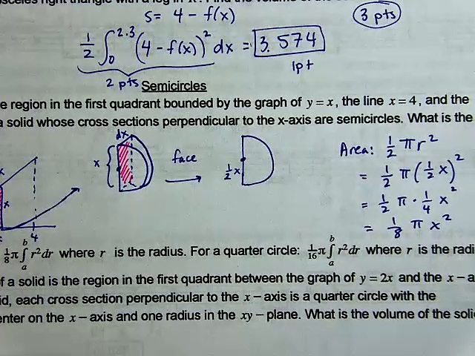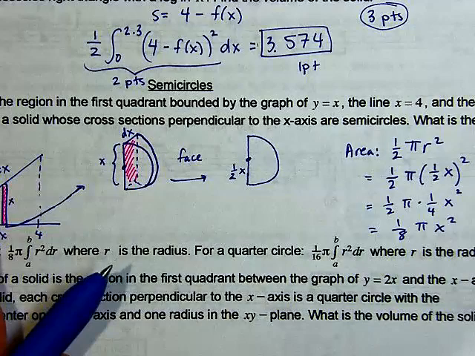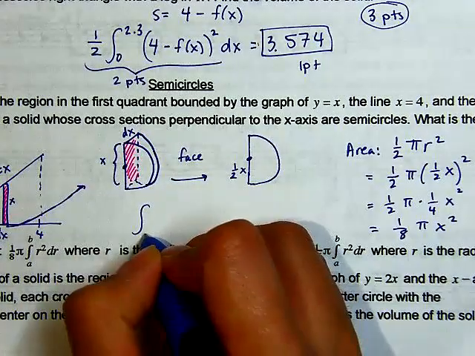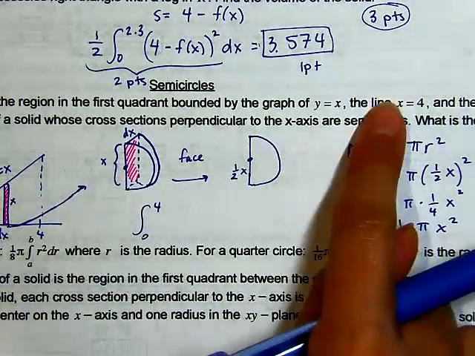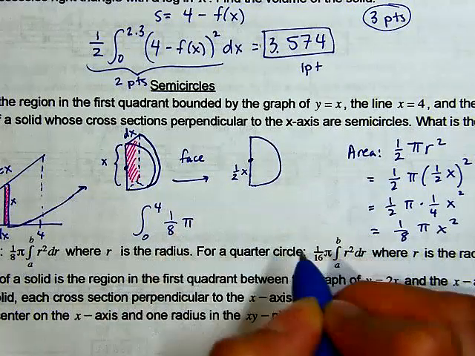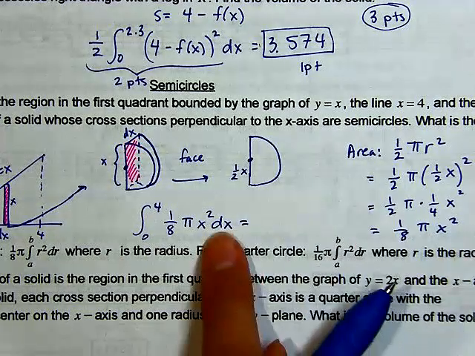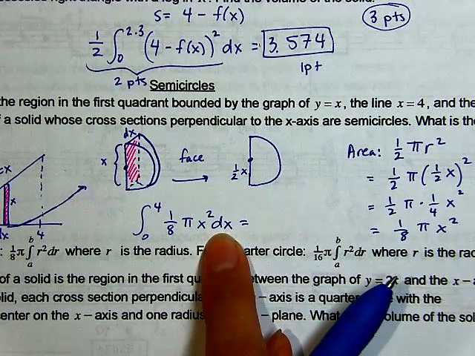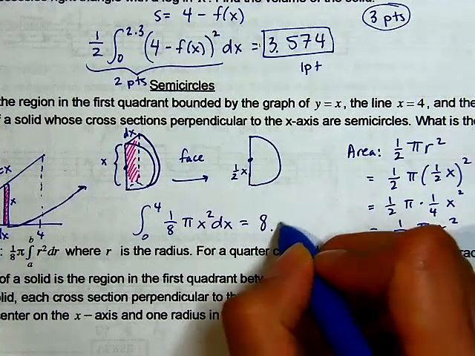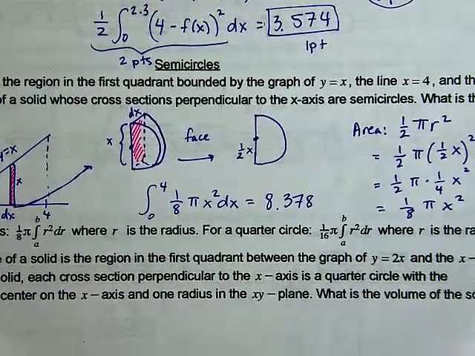And so in order to find the volume, you would multiply times dx. In order to add up all these cross sections, you would integrate. So we would have from 0 to 4 as the boundaries were given by the problem, and 1/8 pi x squared dx. If you want to pause for a minute, plug it into your calculator, your answer should be 8.378. And this leads us to the formula for semicircles.